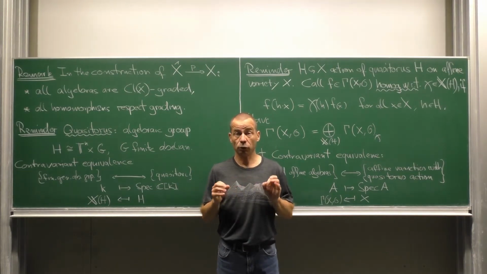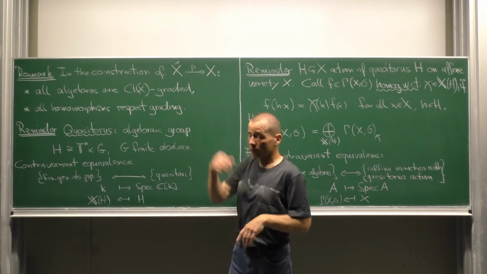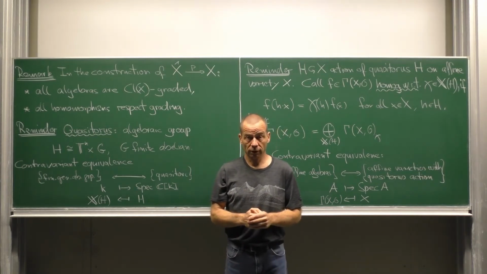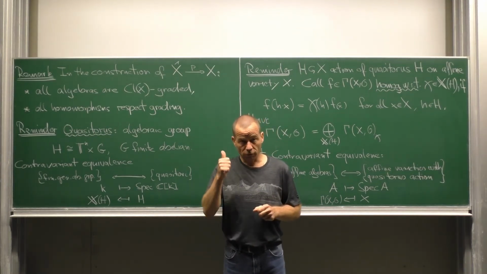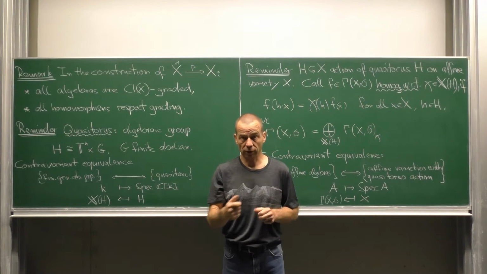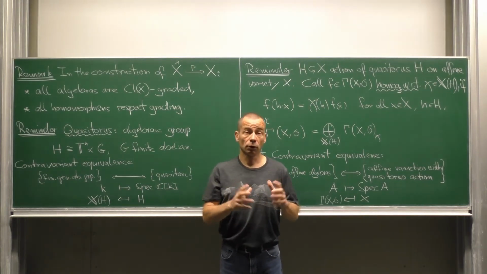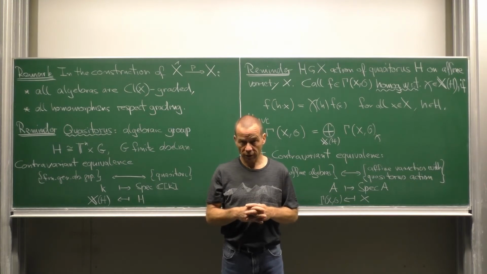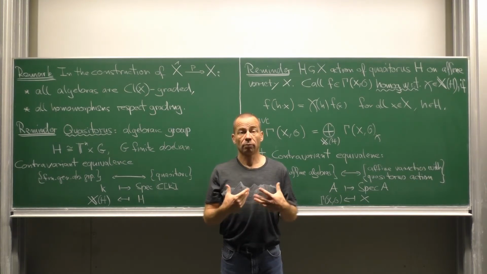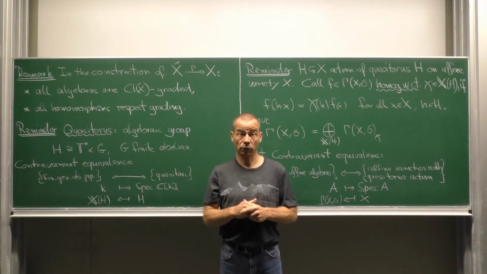Let me emphasize once more that in the construction of the characteristic space X hat over X, all the involved algebras are graded and all the involved homomorphisms respect these gradings. This causes some symmetry of the variety X hat. Let us recall the necessary background to detect this symmetry.